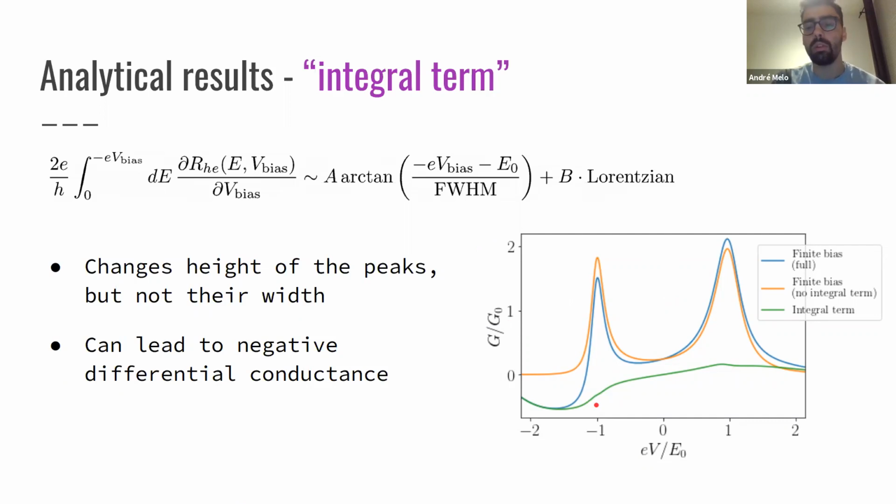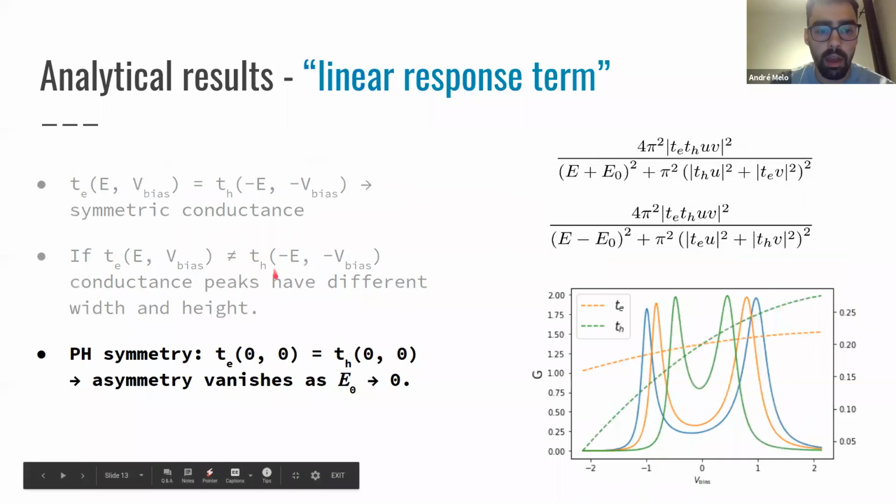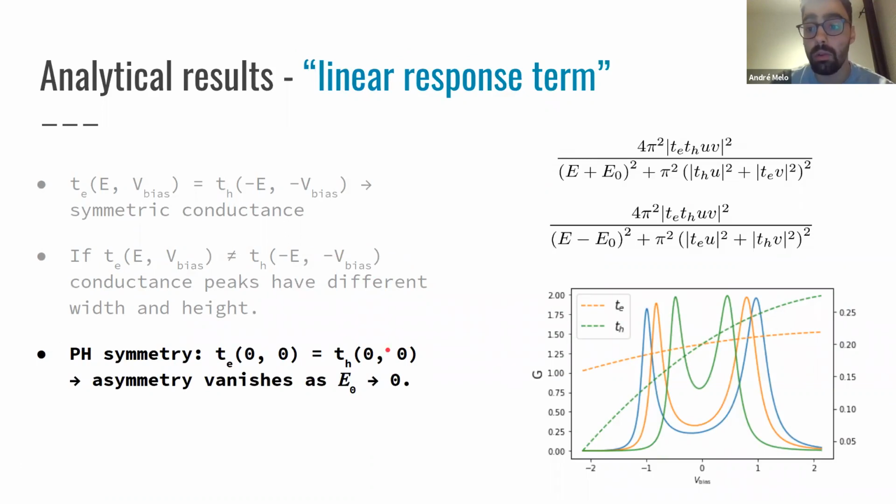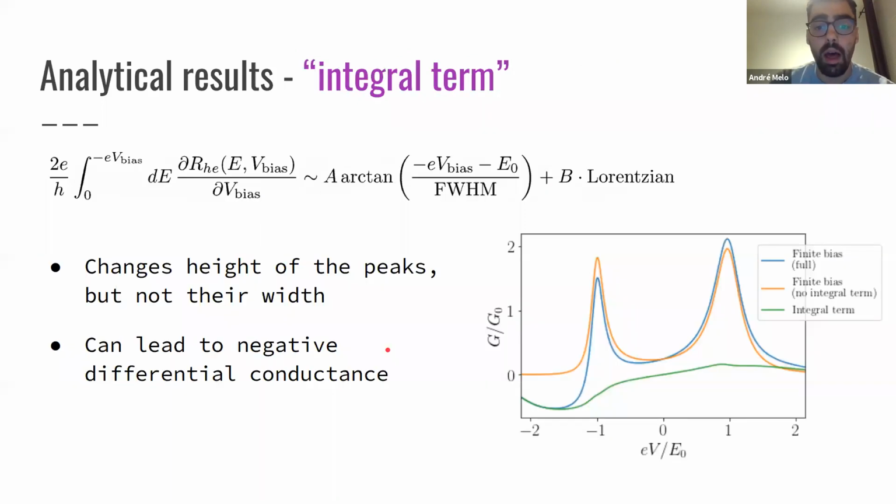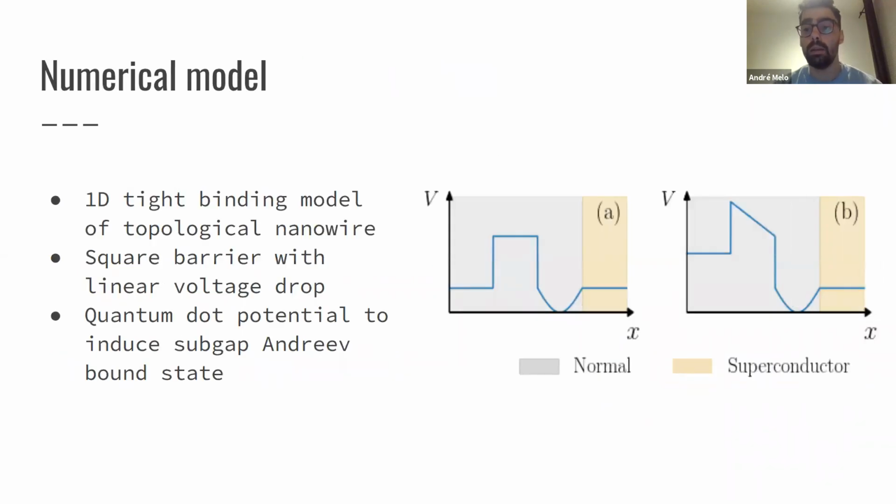Okay, so these are the results of the toy model. We saw some interesting things. We can in principle have different height and width, and this effect ought to disappear as we get closer to zero energy. So what does this look like in a more realistic setting, in a more realistic model?